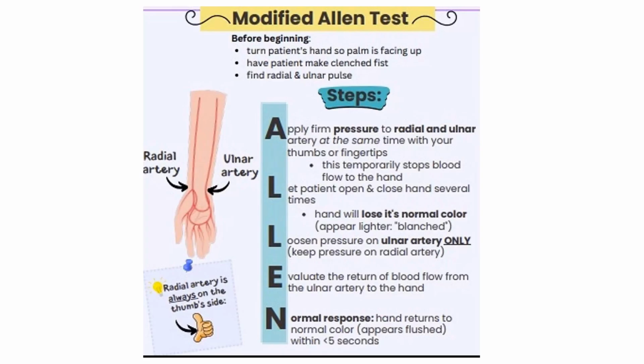Now, before we do an ABG, you do have to do what's called a modified Allen test. Basically what I'm trying to see here is, how good are my arteries? Can I use this artery to puncture to check?